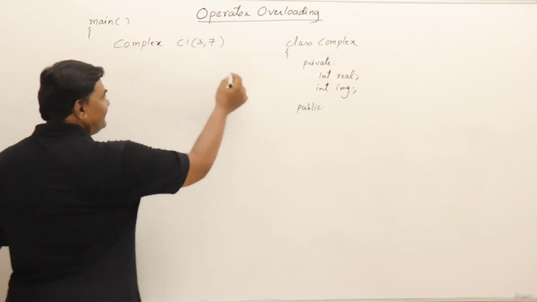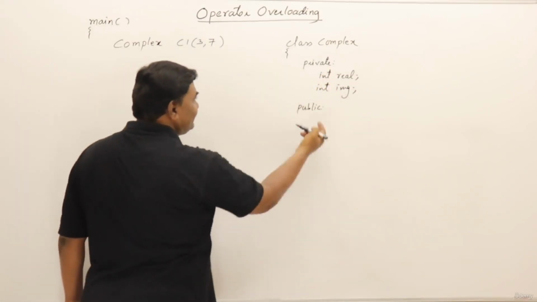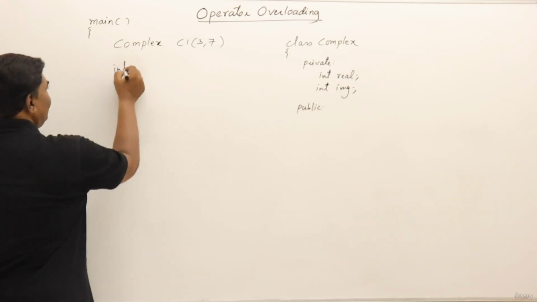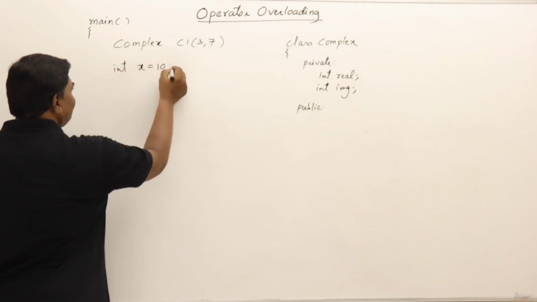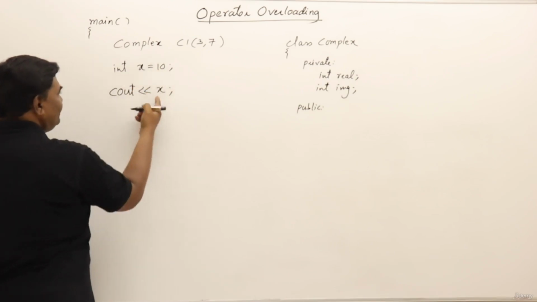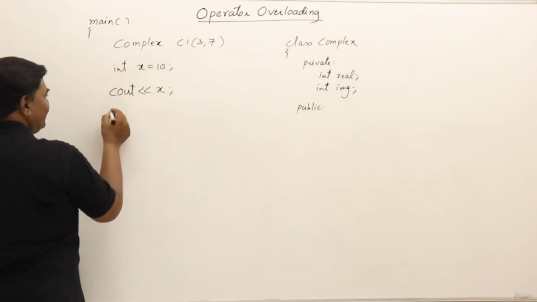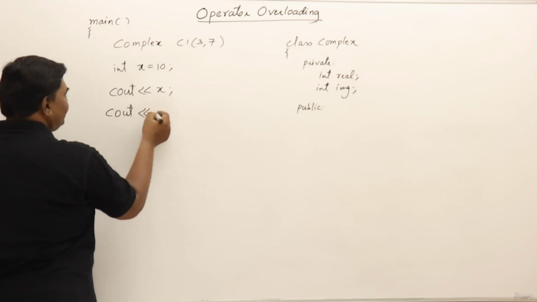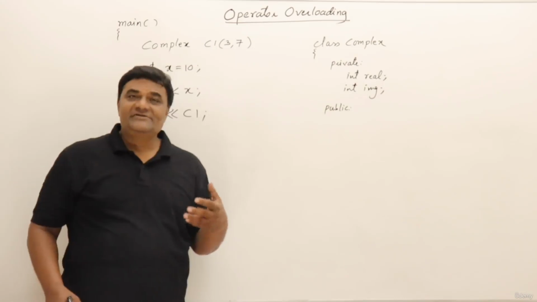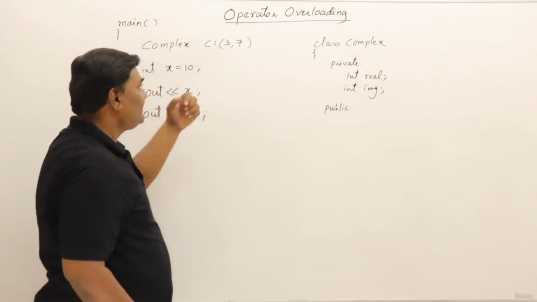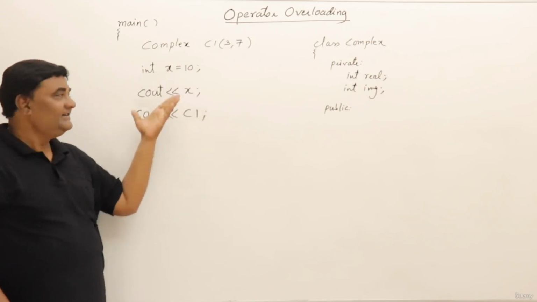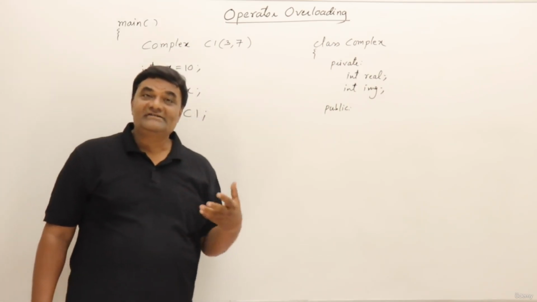See, I have a complex number class. I'm not writing the complete class here, just the data members, and this is an object. If I have an integer variable, let us say x assigned 10, then I can say cout x, and the value 10 will be displayed on the screen. In the same way, I want to say cout c1. Does C++ know how to display a complex number? No, it doesn't. Does it know how to display integer, float, character? Yes, any type of data you can use with cout.